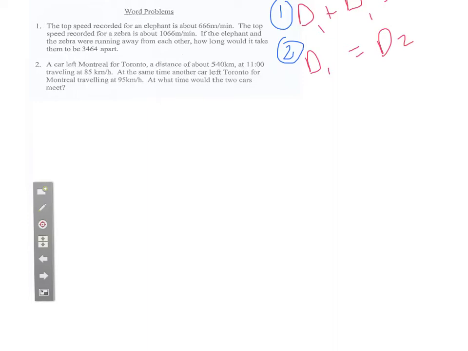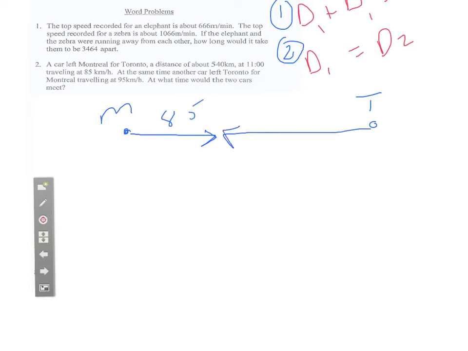So if we look at this kind of question, we have Montreal, we have Toronto, we have car A leaving at 85 kilometers per hour, and car B leaving at 95 kilometers per hour, and they want to know at what time they meet. So once again, we have two types of word problems. We have distance plus distance gives us a grand distance. That's up here. Sorry, you can't really see it, but it's there.